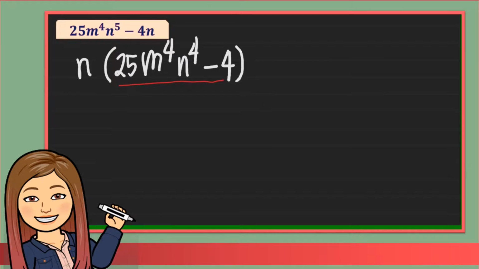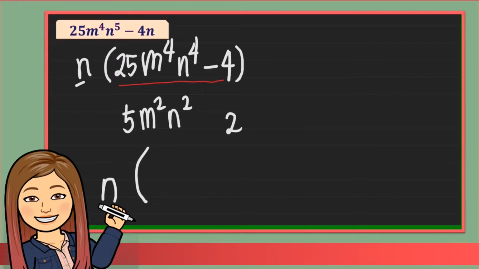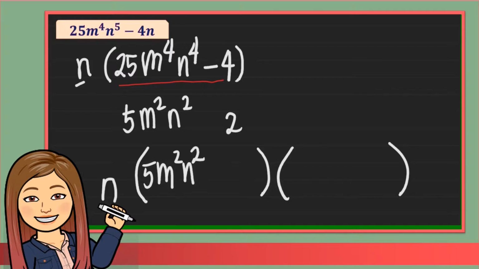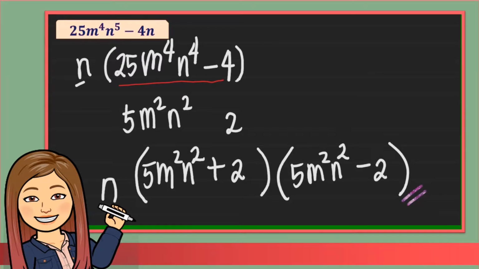The square root of 25 is 5. The square root of m to the power of 4 is m squared. The square root of n to the power of 4 is n squared. And the square root of 4 is 2. So the complete factor is n, which was the GCMF. Then, enclose in the two parentheses, 5m squared n squared plus 2, and here 5m squared n squared minus 2. Notice there are three factors. First, we have the GCMF and we have the two factors of the difference of two squares.